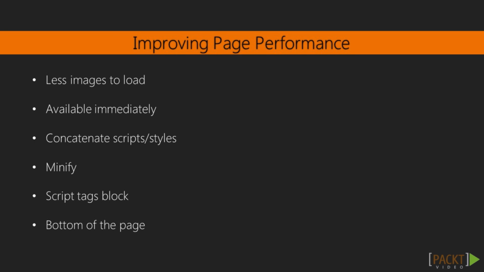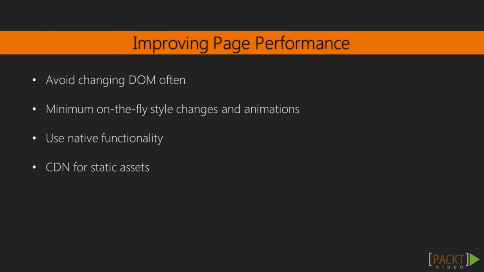Minification is a process of removing all unnecessary characters from source code without changing its functionality. Script tags block the page rendering. You will want to use as few script blocks as possible or put them at the bottom of the page. Avoid changing DOM often, as it's an expensive operation. Try to keep the on-the-fly style changes and animations to a minimum.